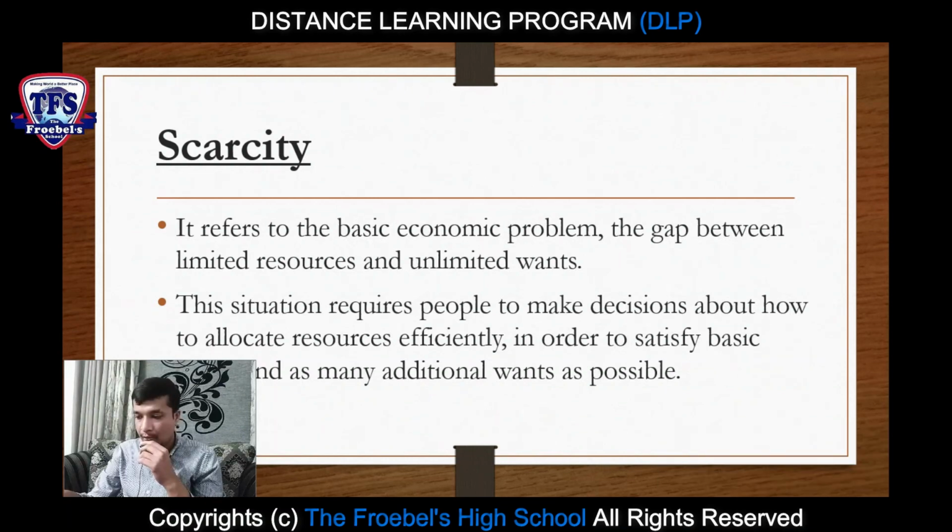So in a nutshell, we are discussing scarcity. Scarcity is basically the gap between limited resources and unlimited wants. So how do we fulfill unlimited wants with limited resources? We have to work efficiently. We allocate our resources efficiently to fulfill or satisfy our wants.